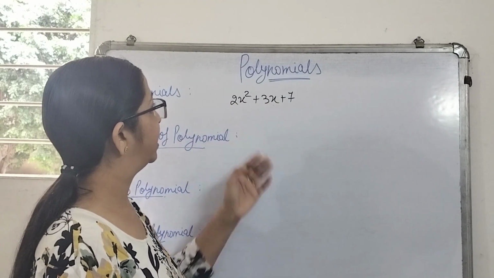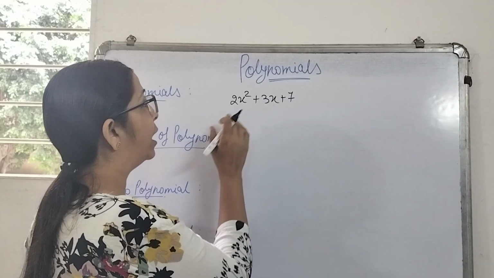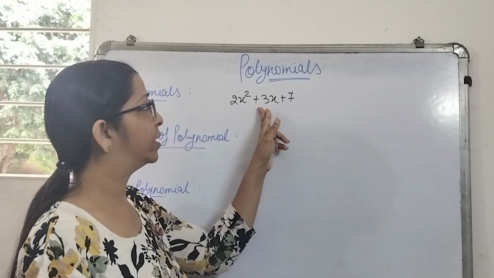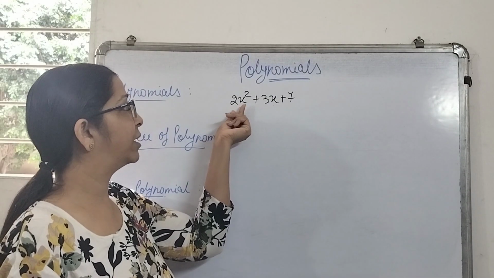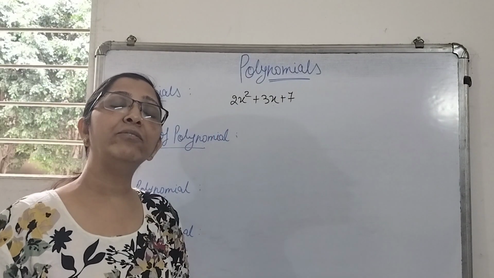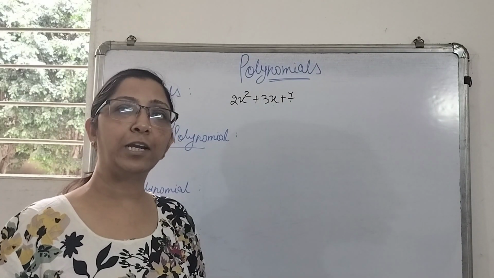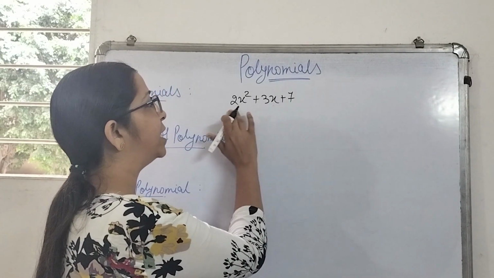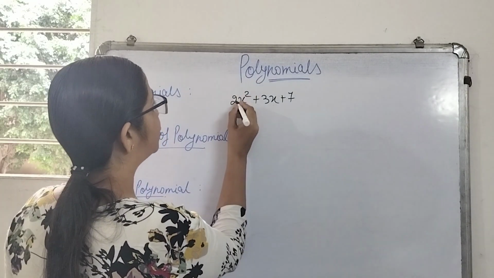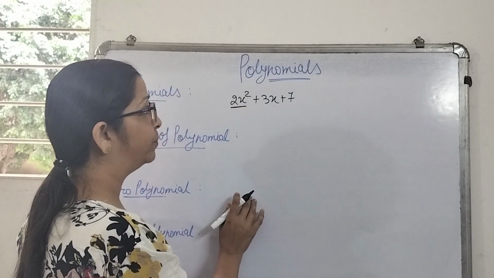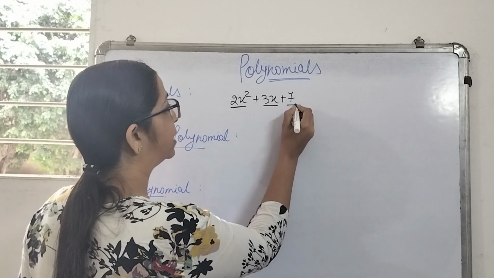So when we combine constants and variables together along with operations, like here we have taken the addition sign, and 2 is multiplied by x square, so here we have taken the multiplication sign, we get the algebraic expression. Here 2x square is one term of the expression, 3x is another term and 7 is another term.